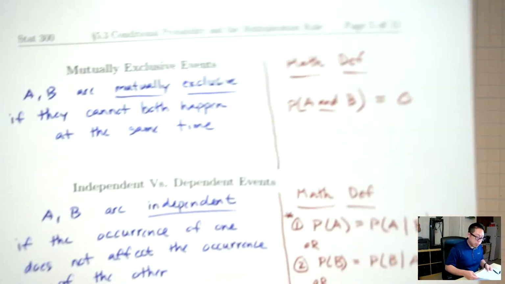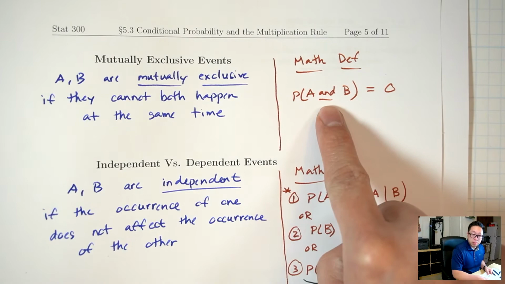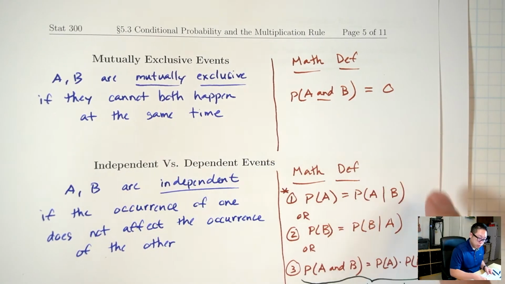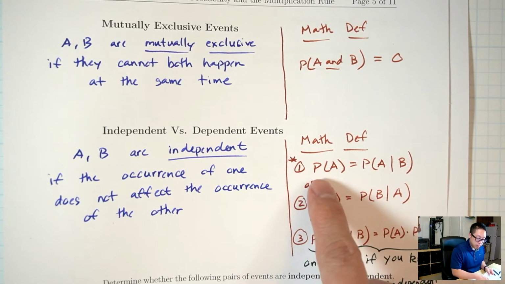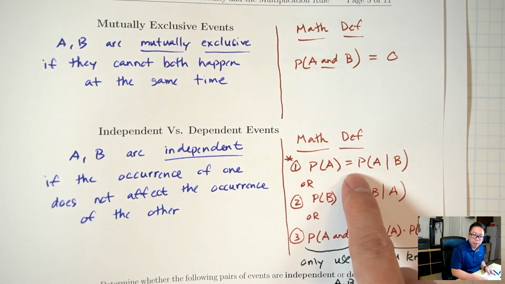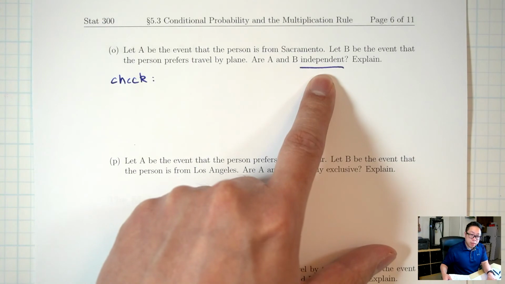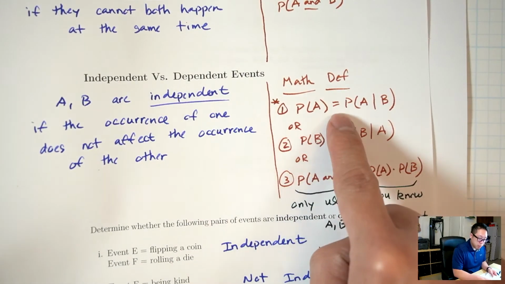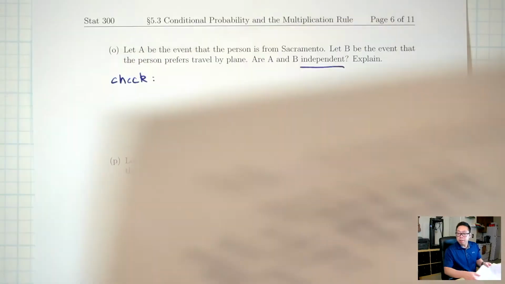You're either going to check this one, right? This is for mutually exclusive. For independent, you're checking this one, right? Or 2 or 3. I'm always going to pick the first one. All right, we're checking independent. So I'm going to check P of A equals P of A given B. So let me write that down.